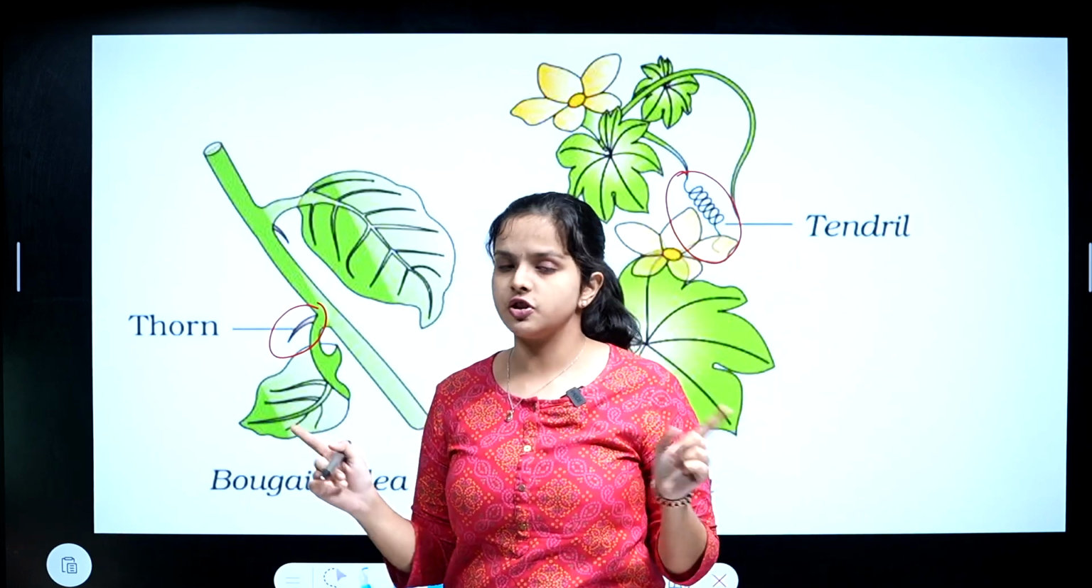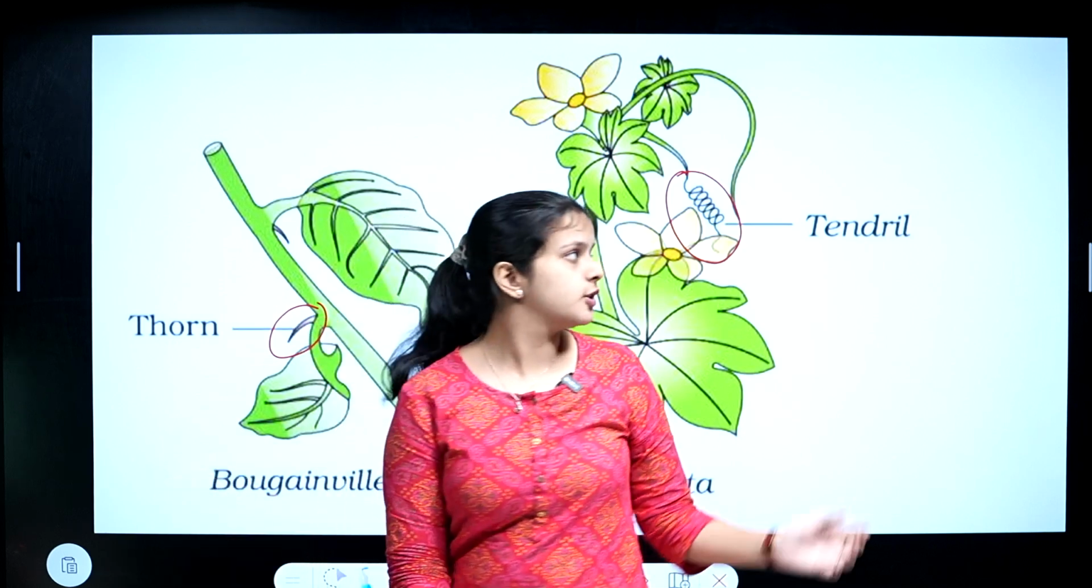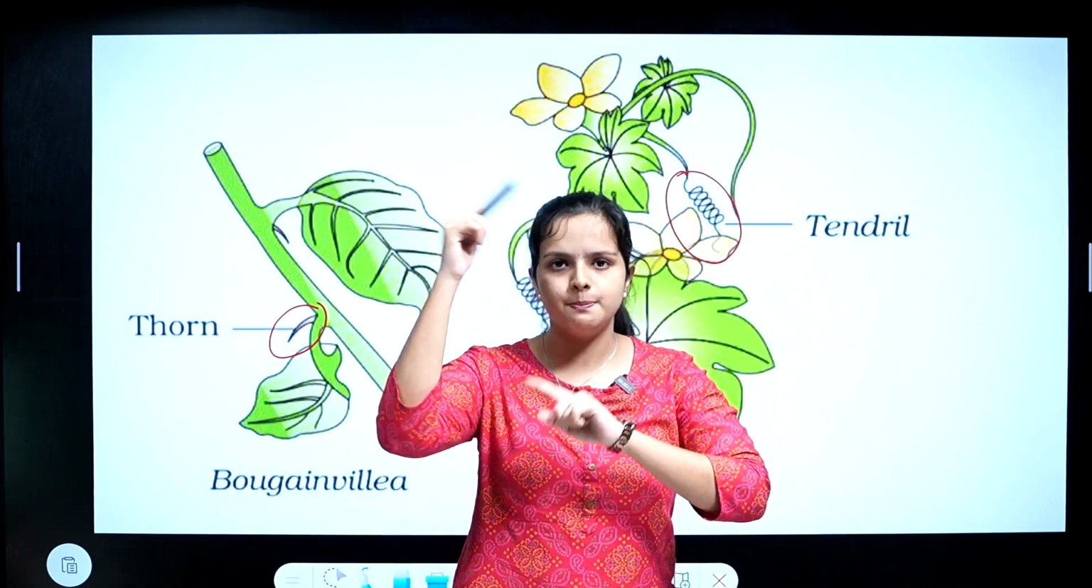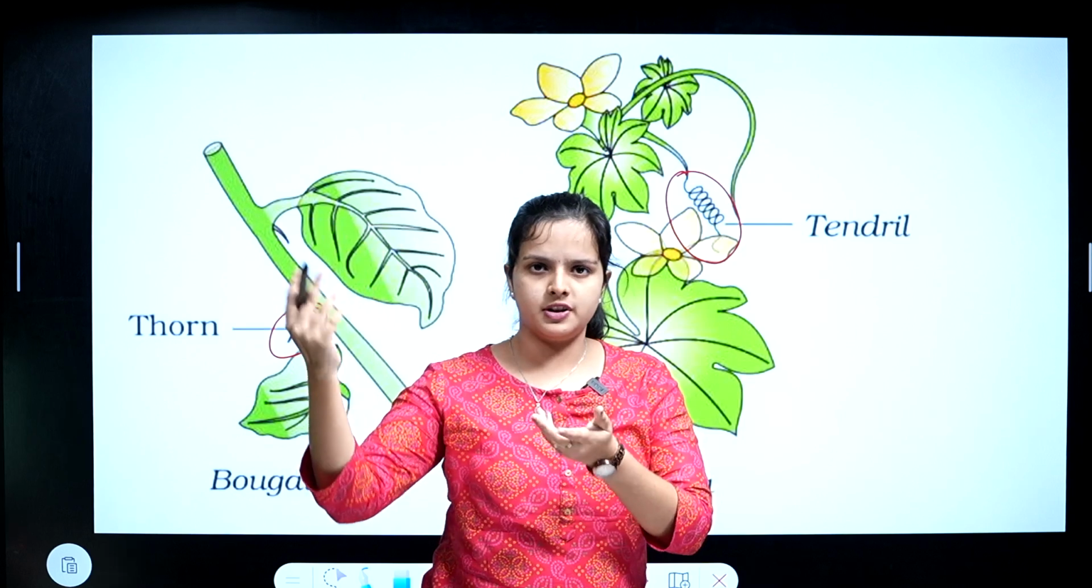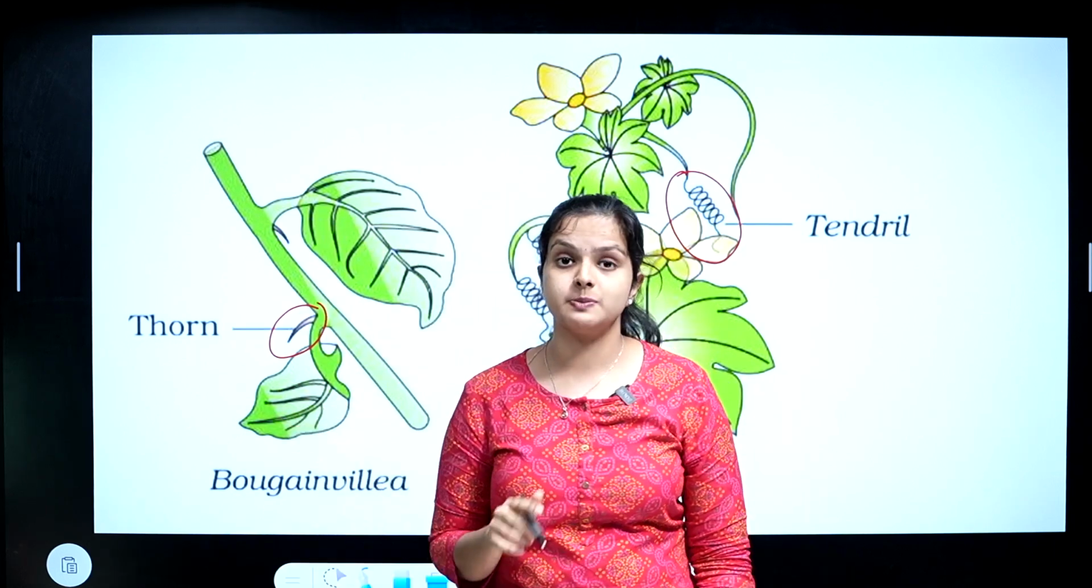But do they have the same function? No, they have different functions. The function of thorn is protection, the function of tendril is to climb branches, right? Or climb on a different host or whatever. So tendril has a different function, thorn has a different function, but they have similar structure.